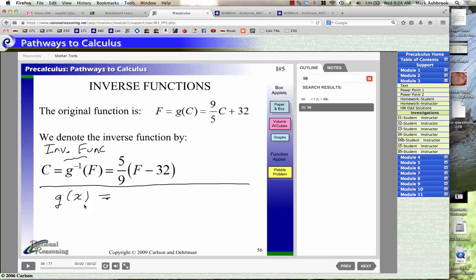Go, Eric. What would it be if it was x? G of x. So you just replace, tell me, instead of using the f, we use x. Is that what you're asking? Yeah, so this is the input, right? And this tells us what to do with that input. So what would g of x be? G of x would be 9/5 x plus 32.